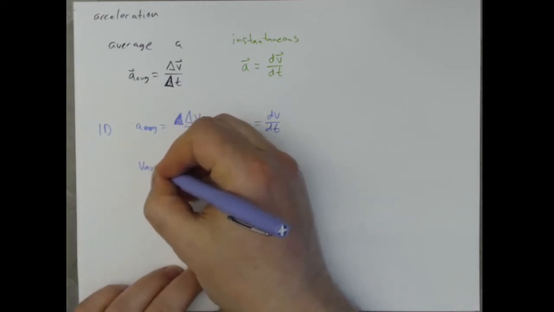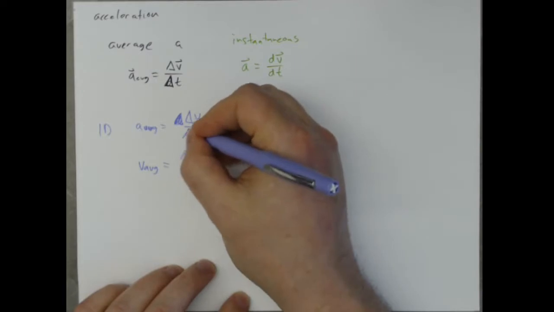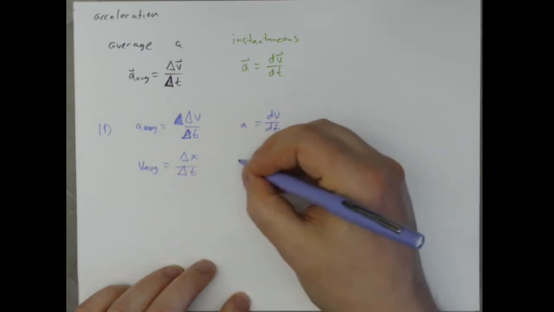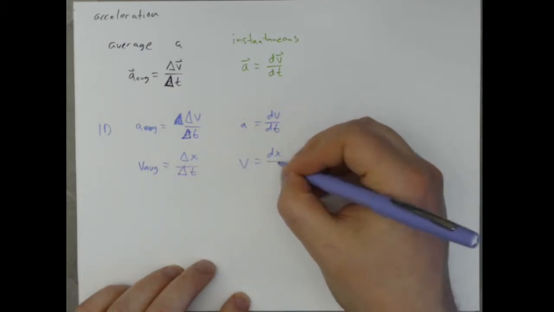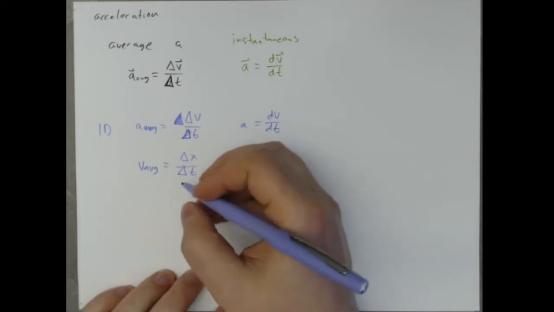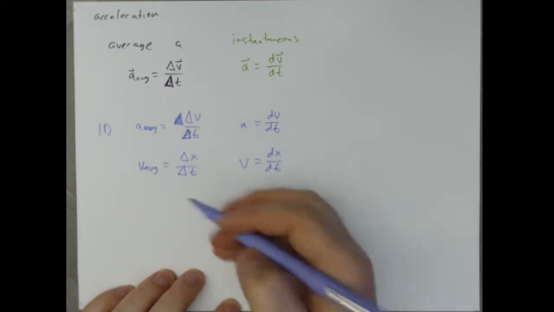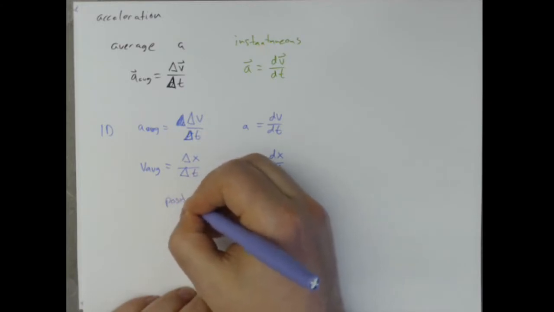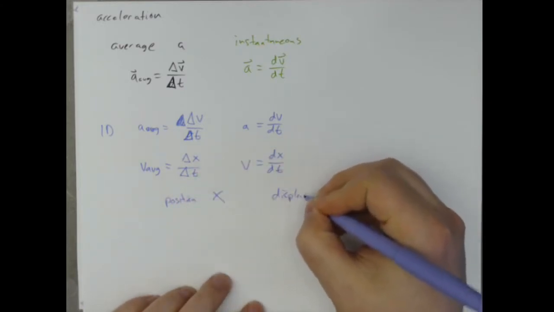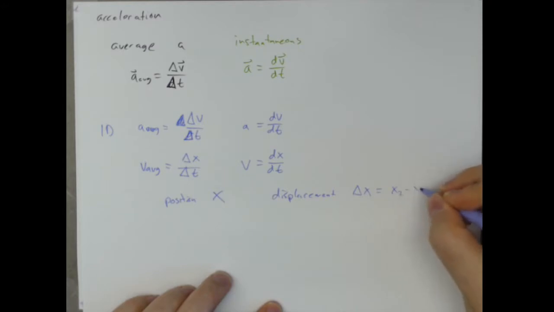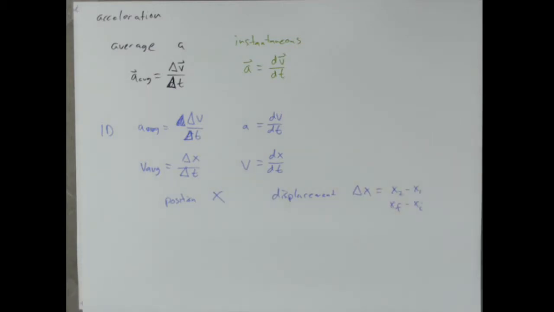Just making sure that I'm talking about all the one-dimensional ones. When we're trying to talk about the average velocity, that would be delta x over delta t. My apologies, I wrote a delta 2 by mistake. Then our instantaneous velocity would be dx dt. And when we're talking about position, position is x, and displacement is delta x, which is often x2 minus x1, or x final minus x initial. You could give it all sorts of different descriptors of that.